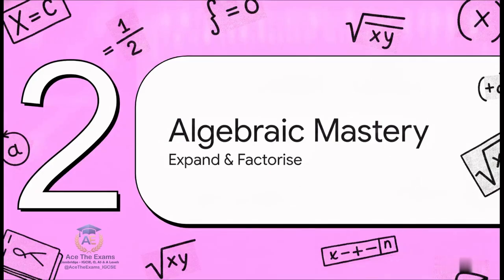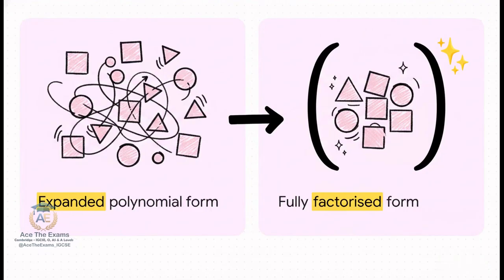Okay, let's elevate the complexity. Section 2, Algebraic Mastery. This is the arena where you prove you can manipulate variables and handle letters with the exact same confidence as numbers. Looking at question 12, this brilliantly illustrates the fundamental difference between an expanded polynomial on the left and its fully factorized form on the right.